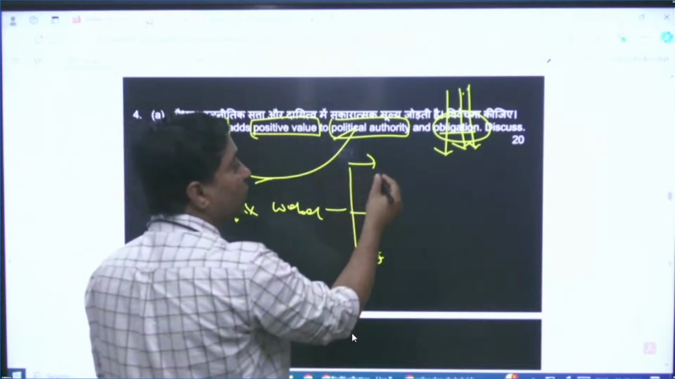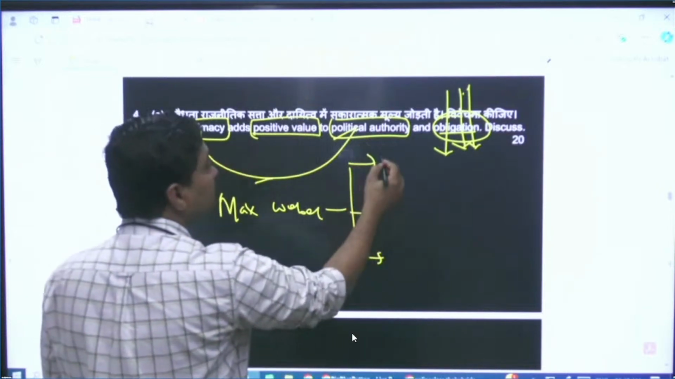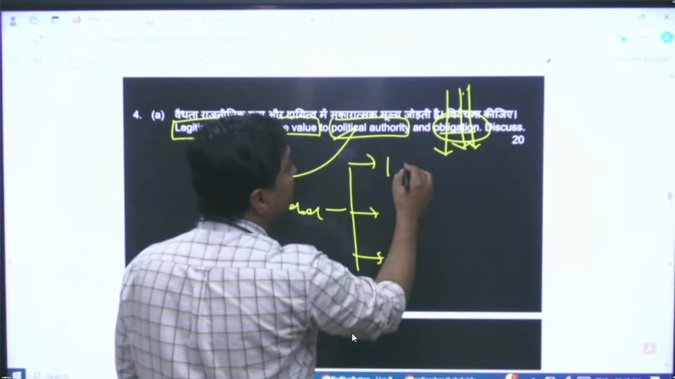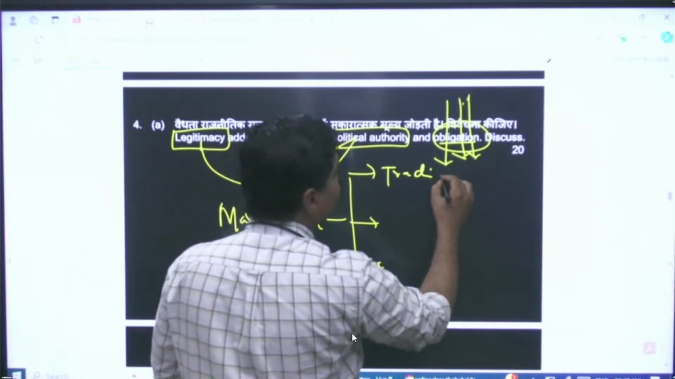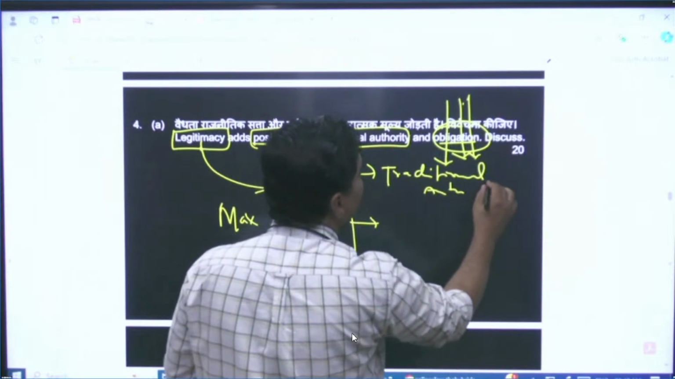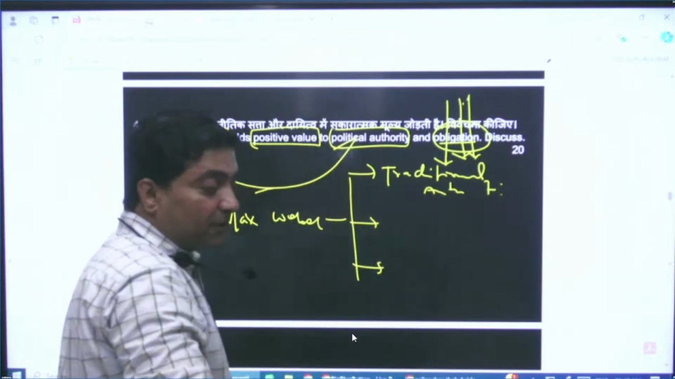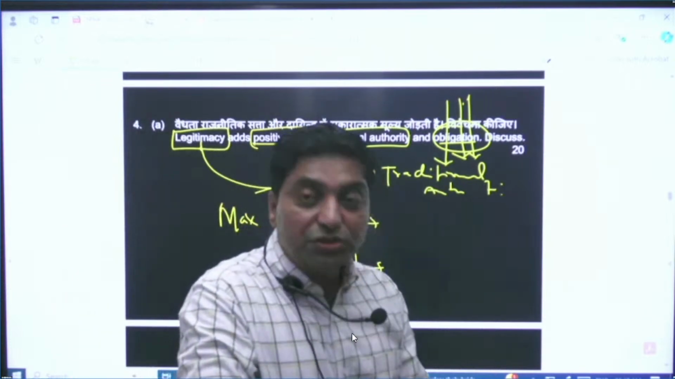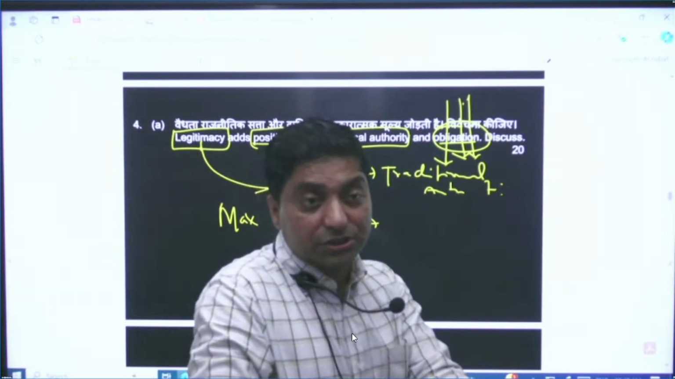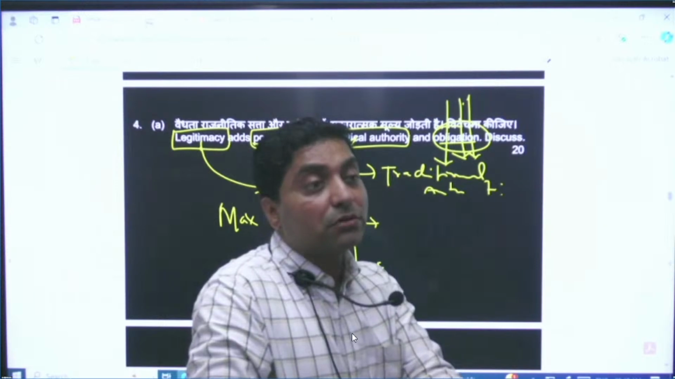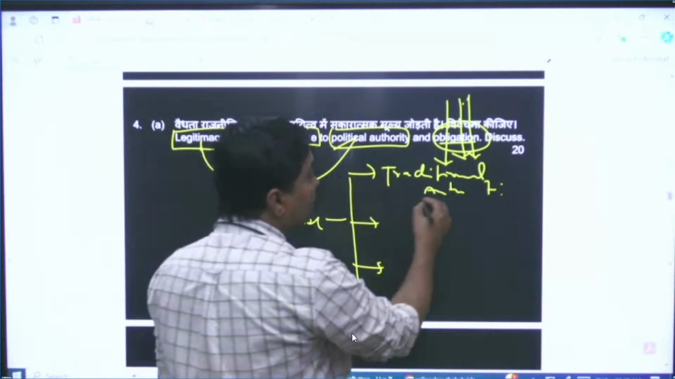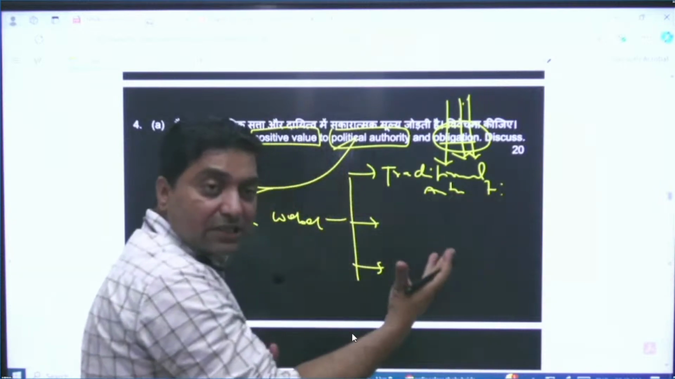So Max Weber talks about the first political authority, traditional authority. Now, what is traditional authority? Traditional authority comes from tradition, customs, conventions, like the Raja's authority, or the authority of a religious guru, that is your family guru, right? Or a tribal chief, that comes from tradition.